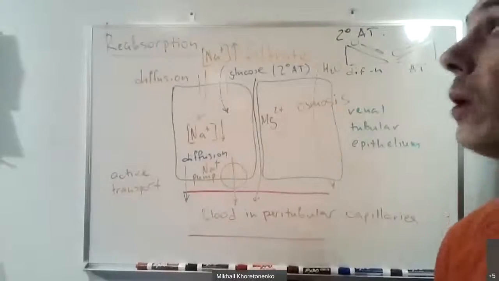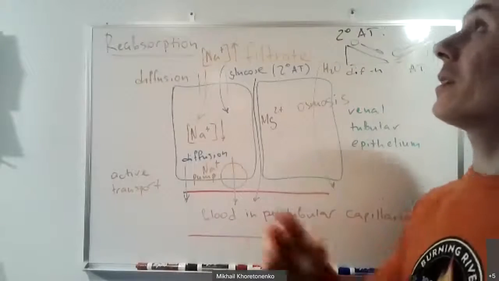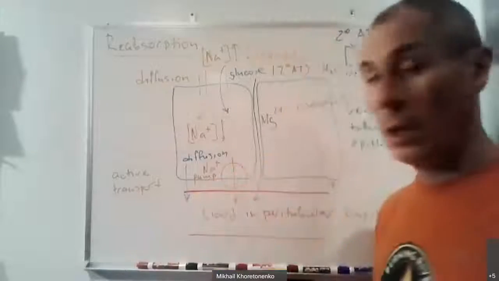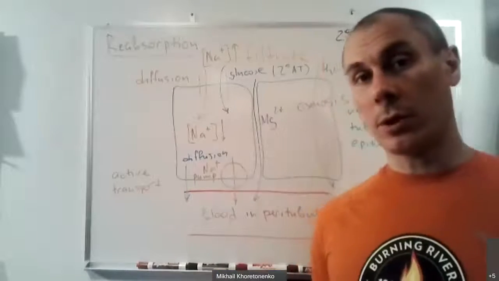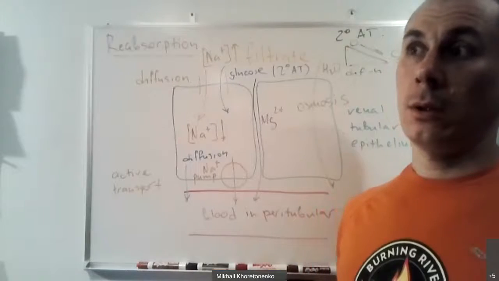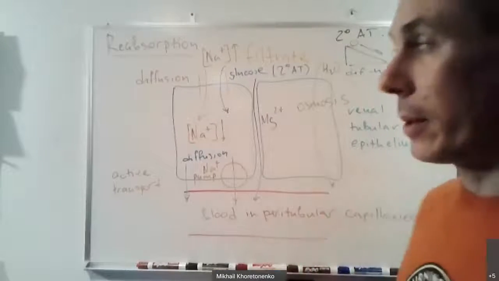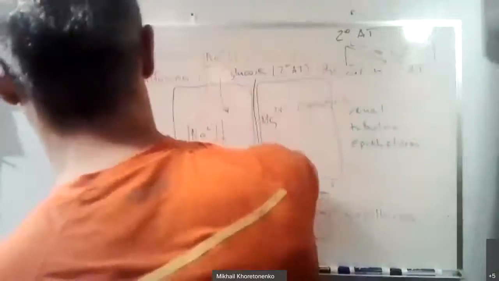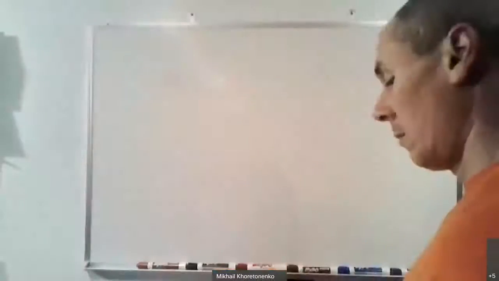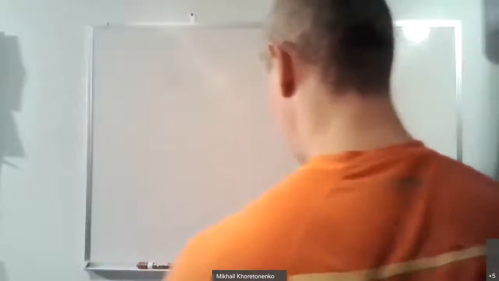Things that I wanted to discuss. Okay, got this. What I want to talk about is glomerular filtration rate, intrinsic and extrinsic controls. And that's probably going to be it.